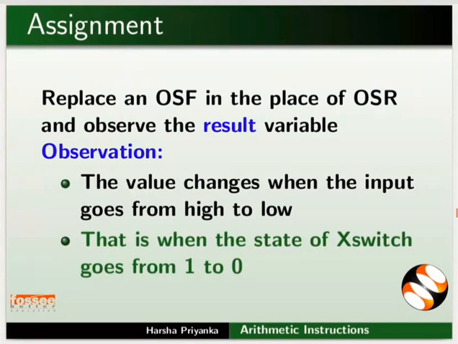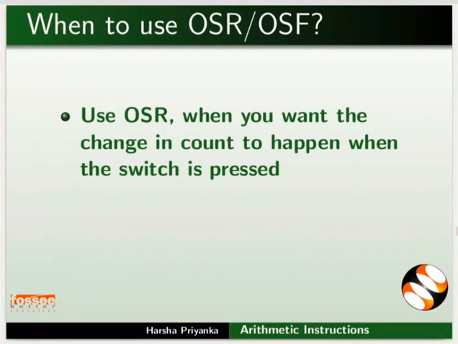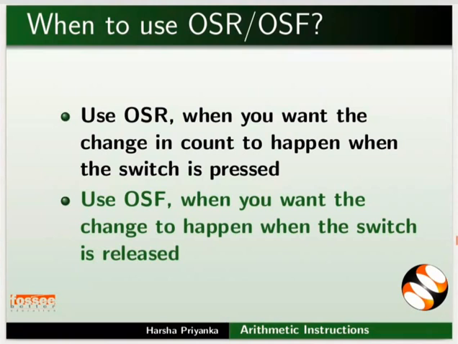As an assignment, replace an OSF in the place of OSR and observe the result variable. Observation: the value changes when the input goes from high to low. That is, when the state of X switch goes from 1 to 0. When to use OSR or OSF? Use OSR when you want the change in count to happen when the switch is pressed. Use OSF when you want the change to happen when the switch is released.